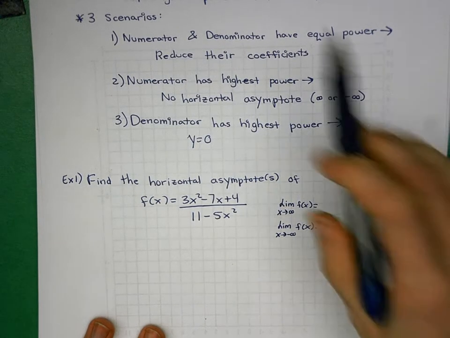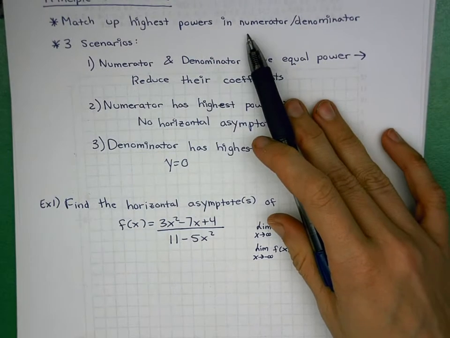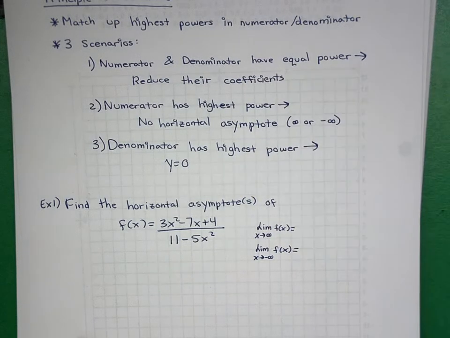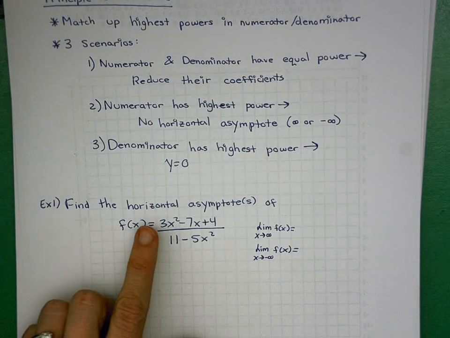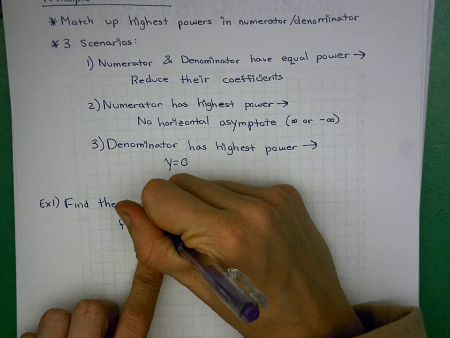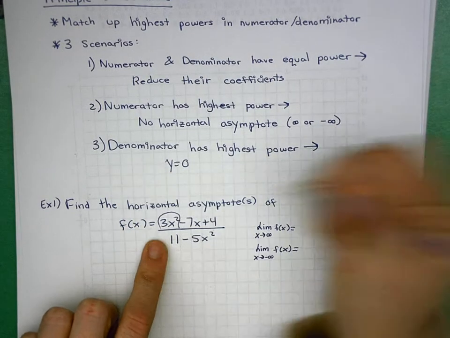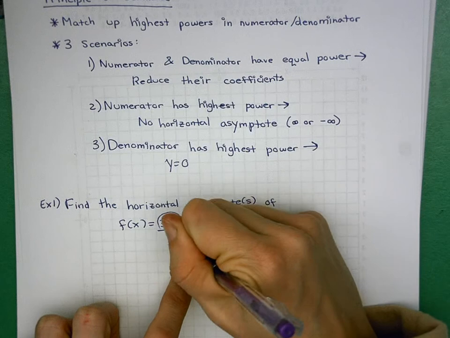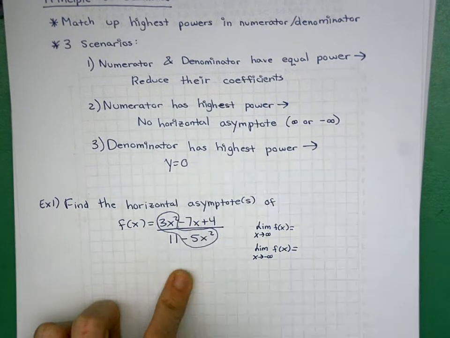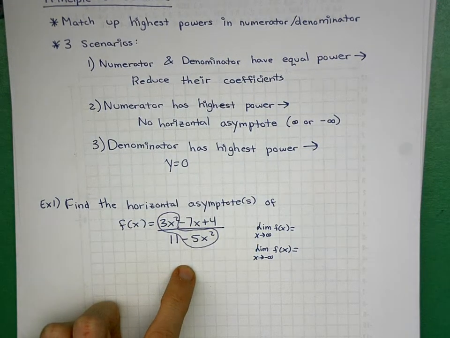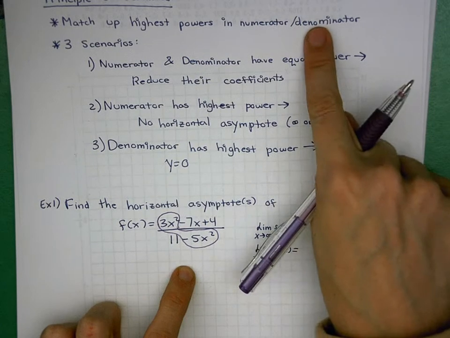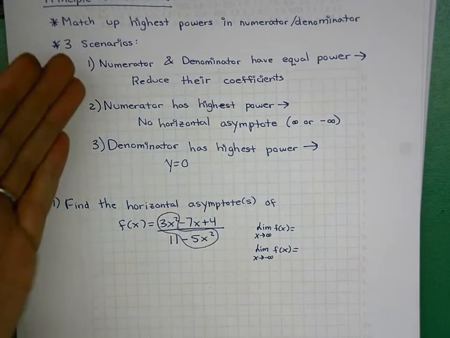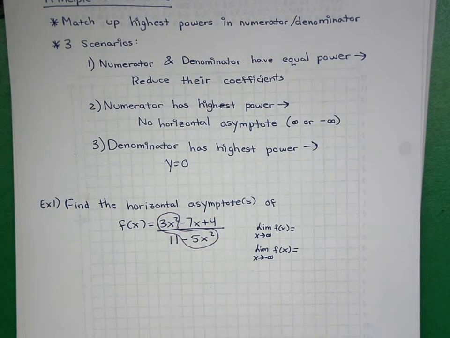And we are looking at matching up, step one here: match up the highest powers in the numerator and denominator. In my numerator, the highest power is this 3x squared, and in my denominator, the highest power is the negative 5x squared. And so those are what I am comparing here. They are the highest powers in my numerator and denominator. And once you've identified that, then you're looking at your three scenarios. What scenario do I find myself in this time?